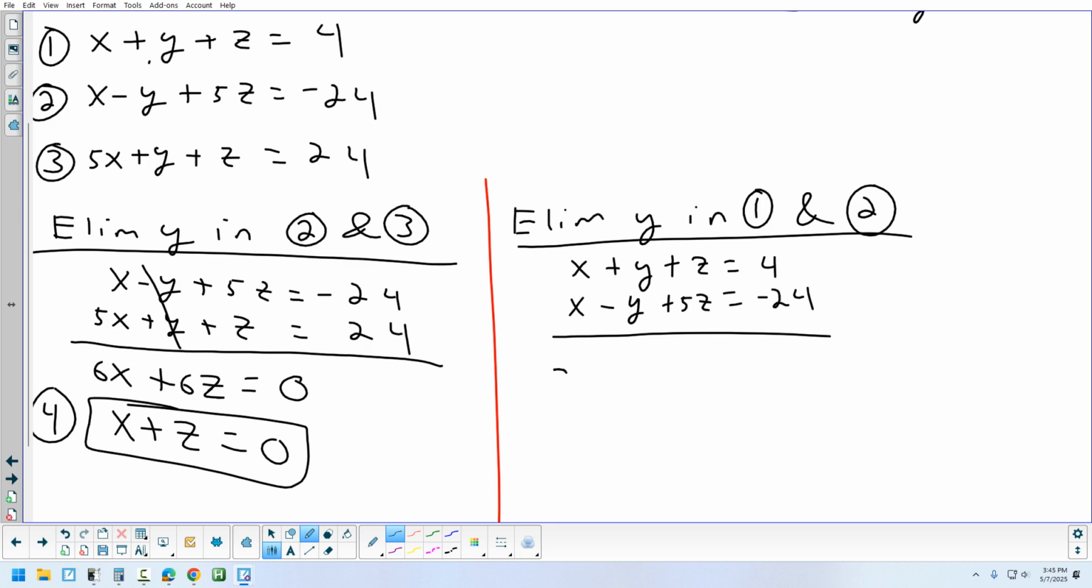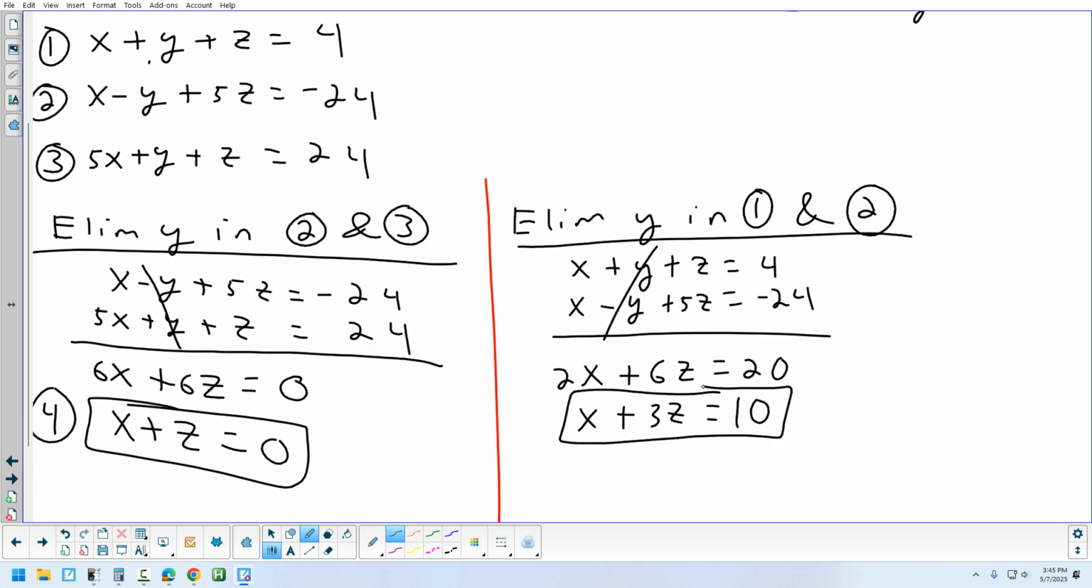2x. How about when you add the y's? Cancels. That's gone. And the z's? 6z. And the numbers on the other side? 20. And we can do the same thing we did last time. We can make all those numbers a little smaller by dividing by 2. x plus 3z equals 10. Okay, that will be equation 5.